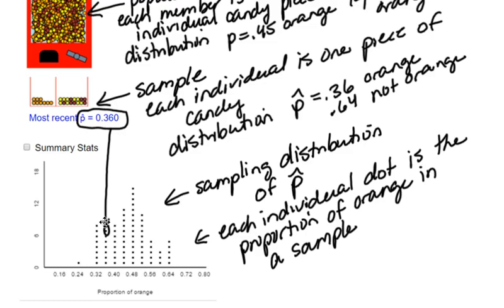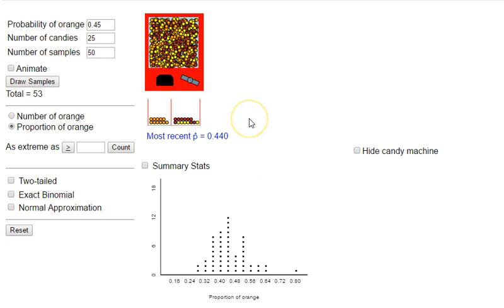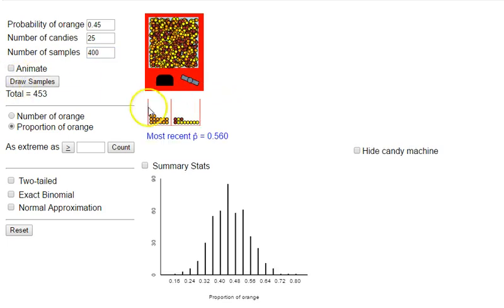Now, let's look at what happens if we change the population proportion to be something other than 45%. How does that affect the distribution? I want to go ahead, first of all, and do about 400 samples. We notice here we have a fairly unimodal and symmetric distribution still. We notice the tail maybe is slightly longer on the right-hand side. What if we made this a lot smaller?